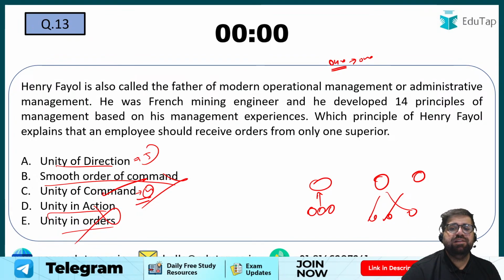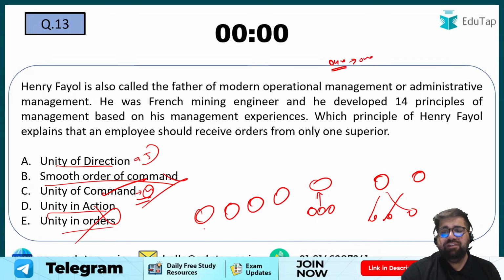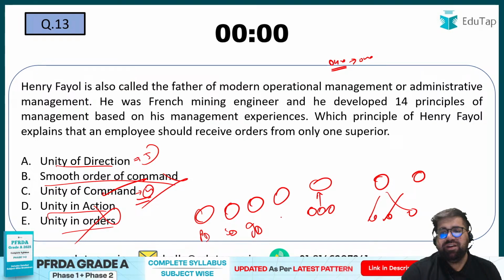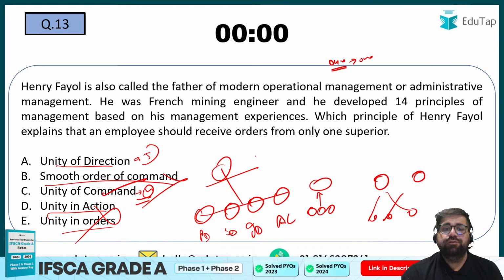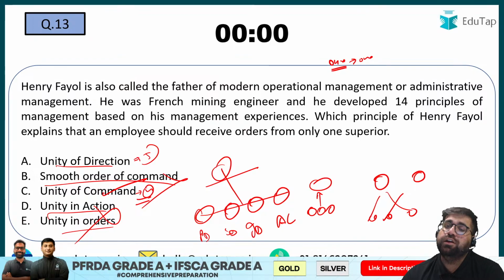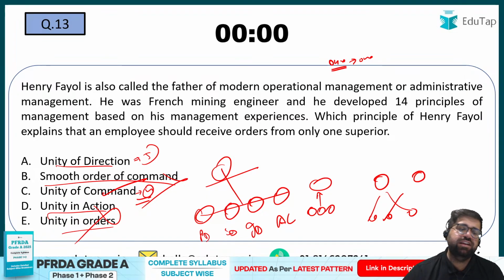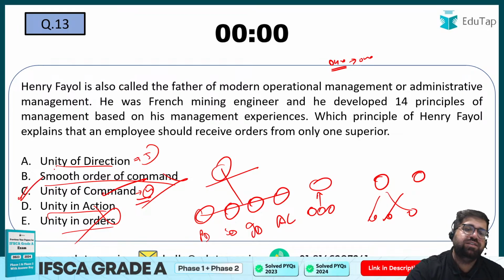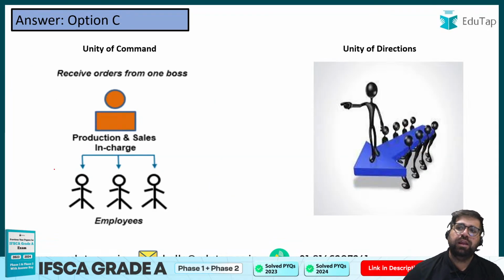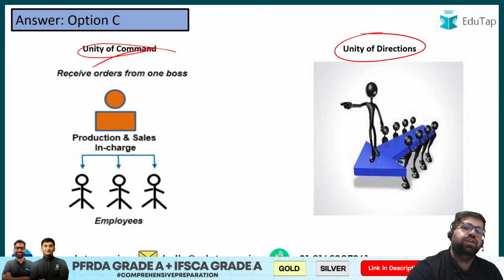Unity of direction basically means what? All the departments in my company, whether it's the purchase department, sales department, inventory department, or accounting department, they all should follow one goal of the company. So this is what unity of direction is. Every department, every employee, every organization should follow just one objective of the company. But unity of command explains what? Only one employee should have one boss. As simple as that. There should be no 2 bosses. This is the theme of this particular question, and the answer will be option number C, unity of command. So this is unity of direction and this is your unity of command.